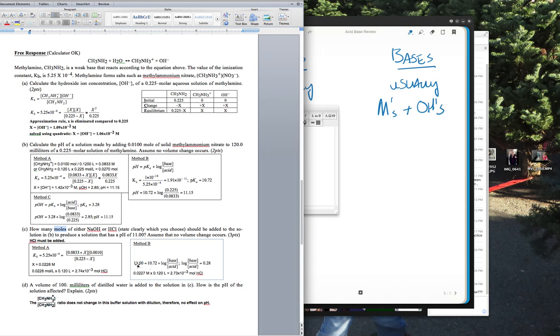If you do it with the Henderson-Hasselbalch method, the pH equals the pKa plus the log of that ratio of base over acid. So you subtract them out and you get the log of the base over the acid equals 0.28. And once you get that number, you end up getting the ratio of base to acid. You can then multiply it times the volume to get the number of moles. So I think of it as a little bit easier way to do it.